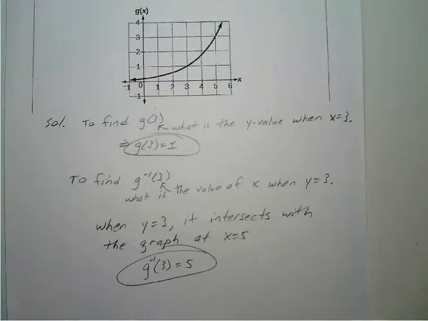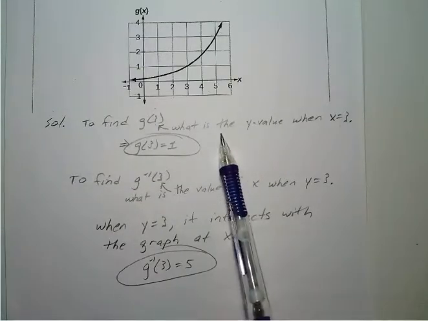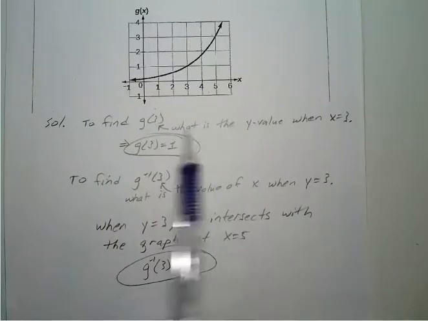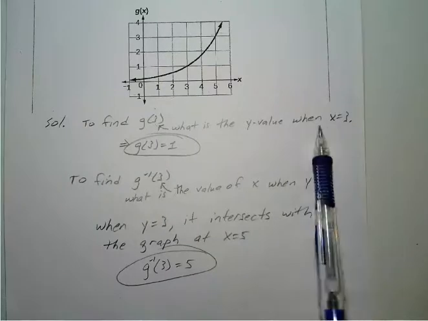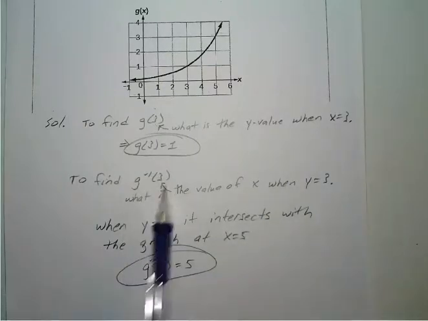Okay, so that was just a way to visualize it so you'll see that it really is just kind of a switcheroo. To find just g of 3, you want to know what's the value of y when x is equal to 3. To find your g inverse, what's the value of x when y is equal to 3. Okay, so that's really all there is to it. With a little bit of practice, you should be okay.